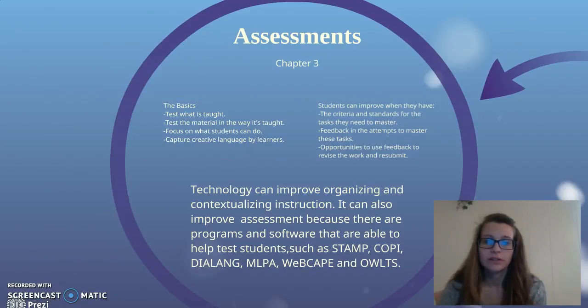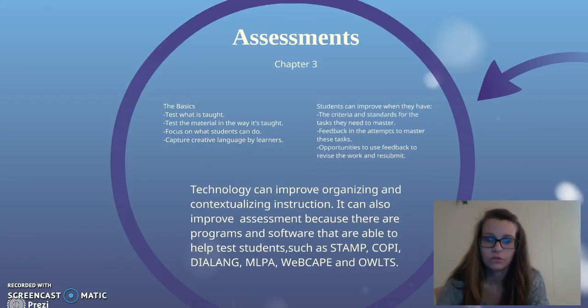They explain that technology can improve organizing and contextualizing instruction. It can also improve assessment because there are programs and software that are able to help test students, such as STAMP, COPI, DLang, MLPA, WebCape, and OWLTS. Those are just different programs to use for assessments.